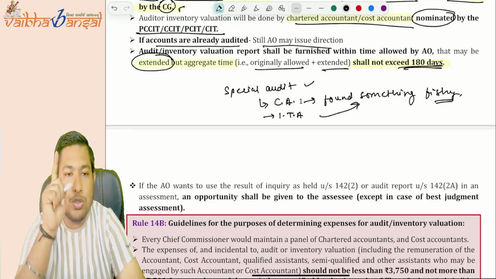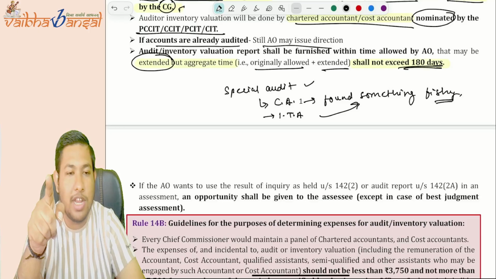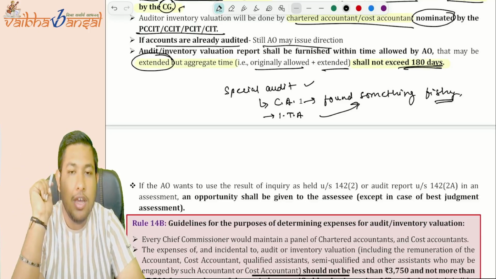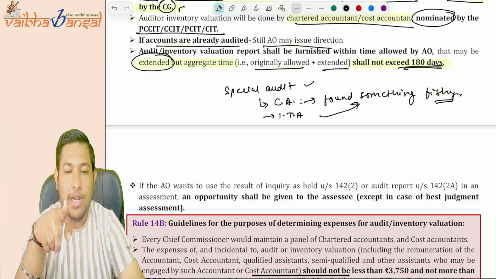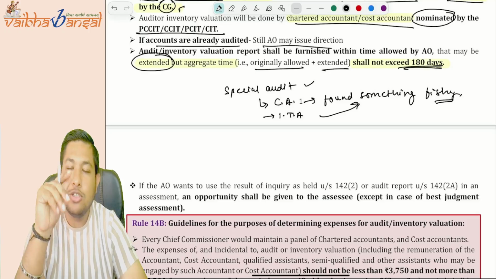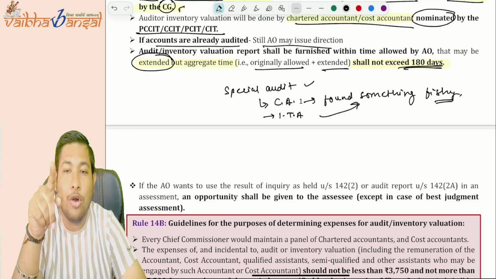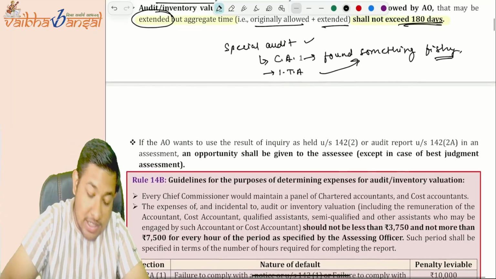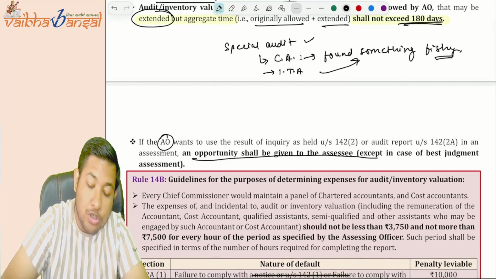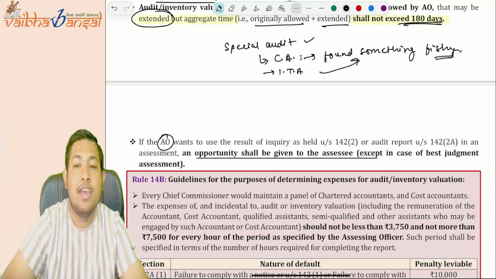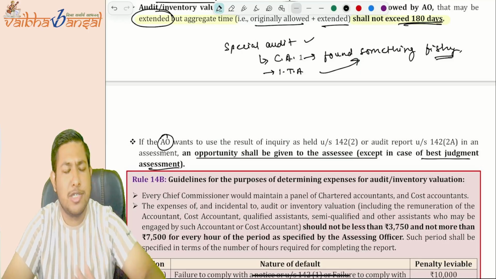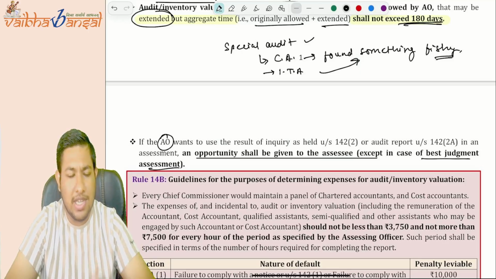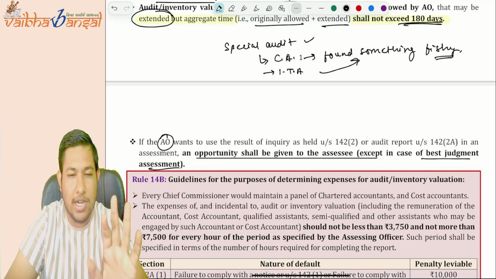If it wants to use the findings of the special audit done by the special chartered accountant, appointed by whom? Appointed by the department. So before using the result of the special audit, the assessing officer needs to give an opportunity of being heard to the assessee, except in a case of best judgment assessment. Why is best judgment assessment excluded? I will explain it in a while.